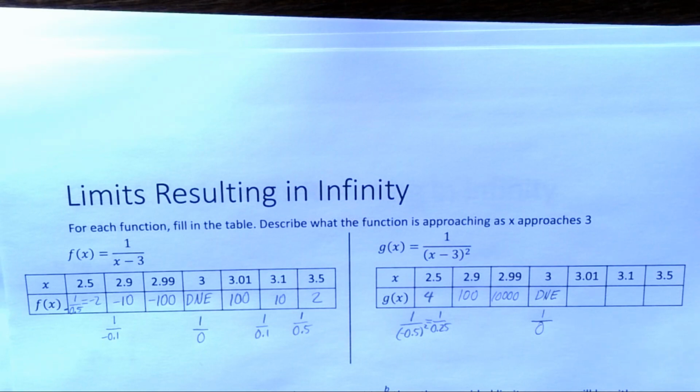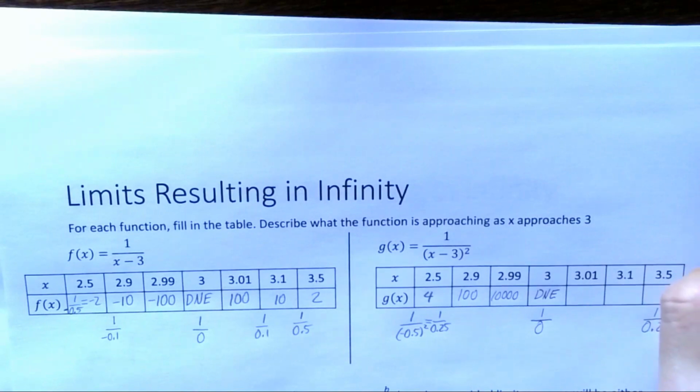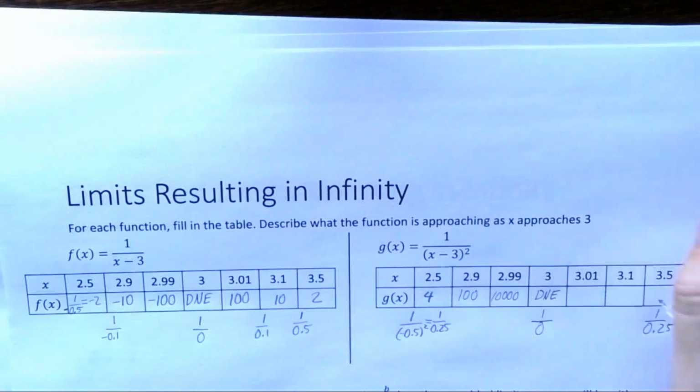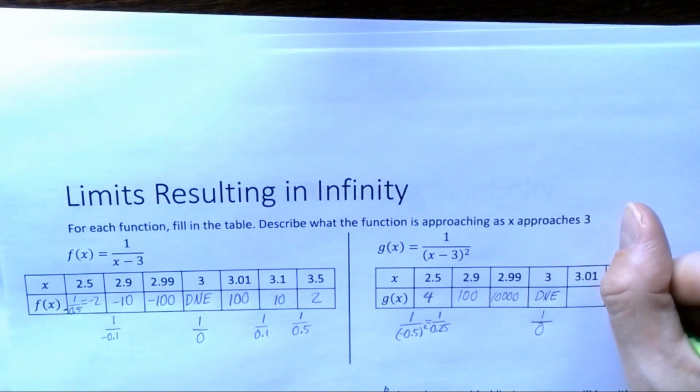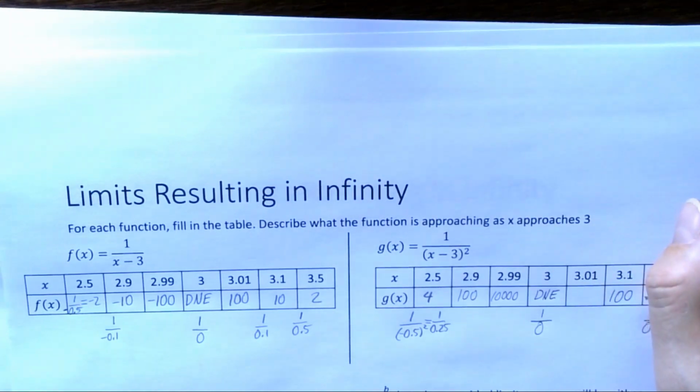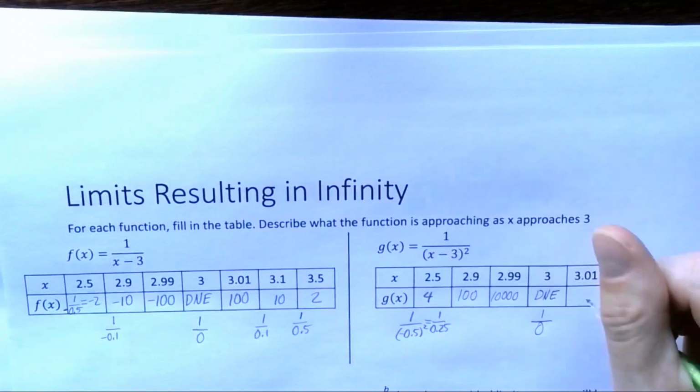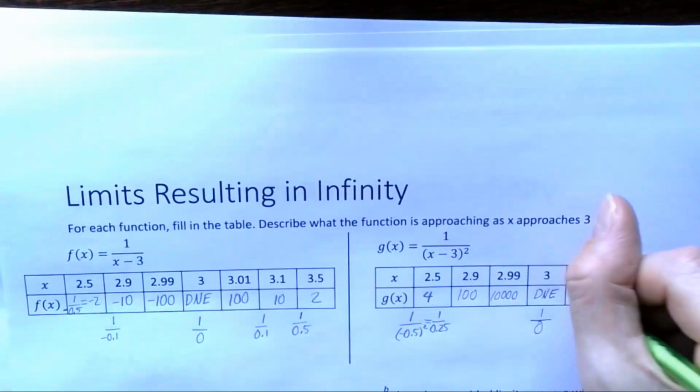Going the other way, it's a similar pattern. 3.5 minus 3 is 0.5. 0.5 squared is 0.25. 1 divided by 0.25 is 4. And then for 3.1, it ends up being the same as it was on the other side. It's 100. And 3.01 ends up being 10,000.